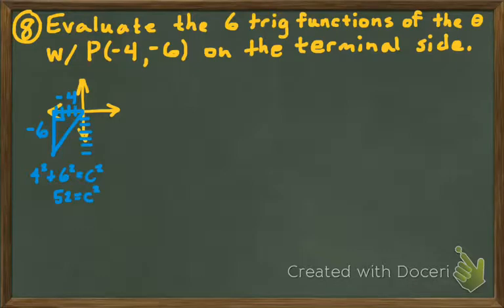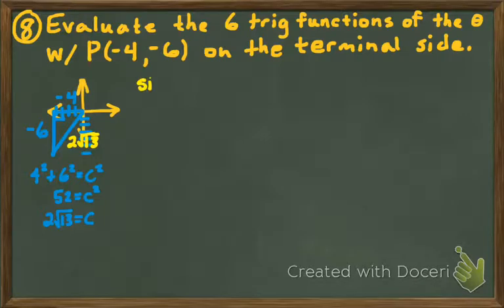So 52 equals c squared means that c equals, because 52 is divisible by 4, I can take the square root of the 4 and get 2, and that would leave 13 inside the radical. So our hypotenuse here is, and I'll switch colors so you can read it on top of the blue there, our hypotenuse length on this one is going to be 2 times the square root of 13. So now we are ready to list our 6 trig ratios.